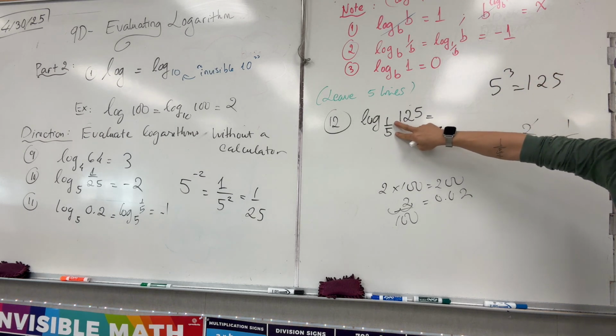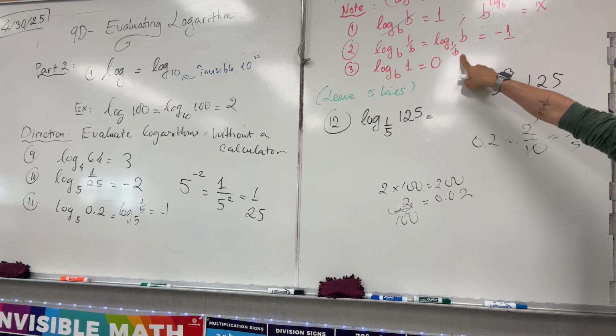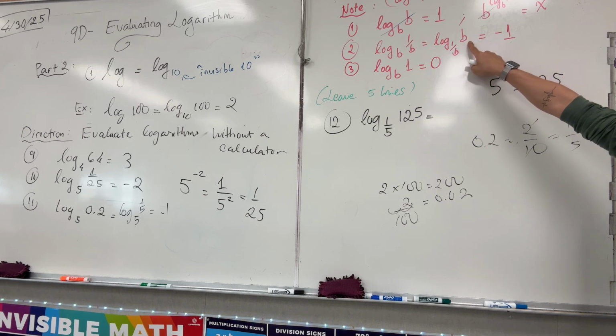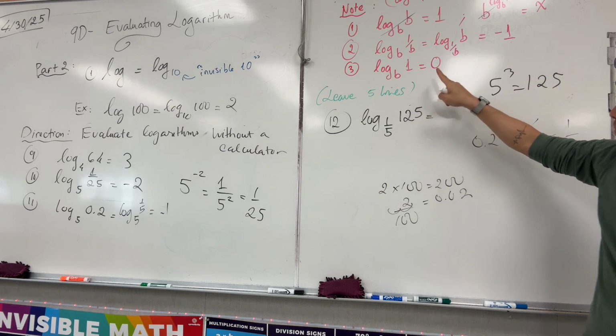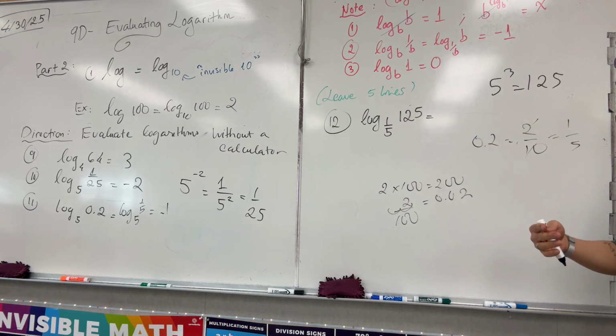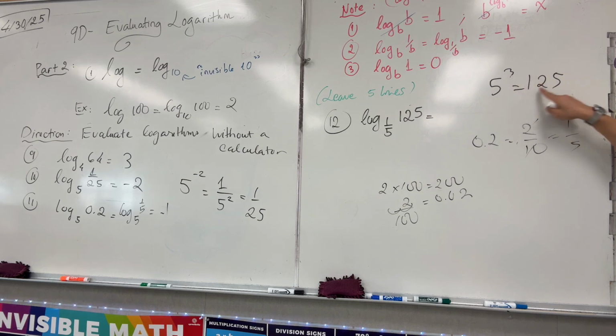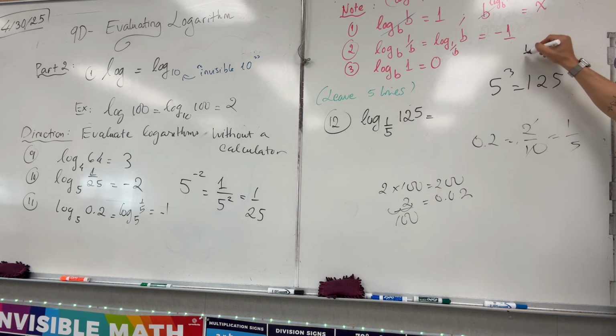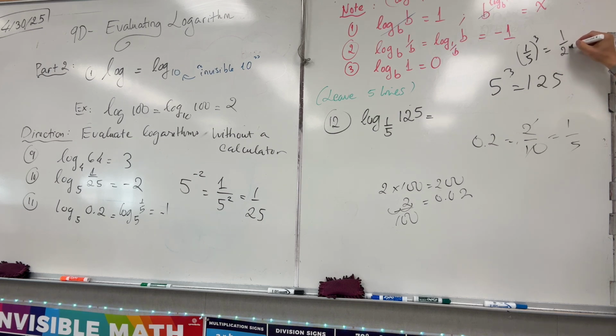5 to the power 3 is 125. And now you want to flip them, right? Same thing as number 2 here. As long as you see the fraction, you know that it's going to be negative. So 1 over 5 to the power 3 is 1 over 125, right? And now you want it to be 125, not 1 over 125, so you put a negative. So -3.